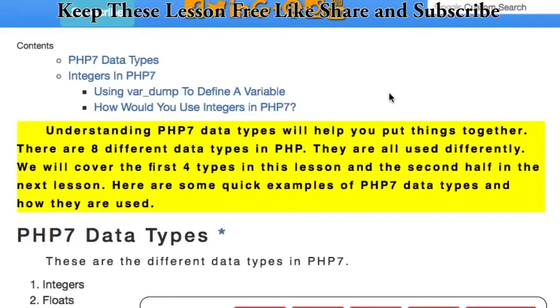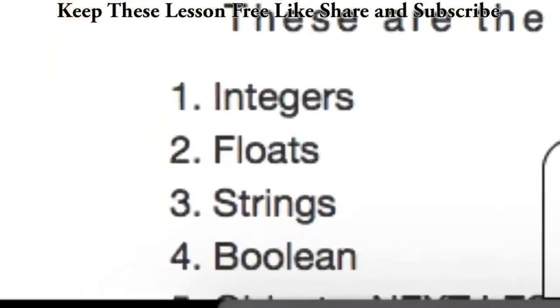Today we're going to be talking about PHP7 data types, and understanding these things will help you put things together in your head. There's 8 different data types. You need to know when they're used and how to use them, and they're all used a little bit different. So we're going to cover the first 4 types in this video lesson, and then we're going to cover the second 4 types later on today actually.